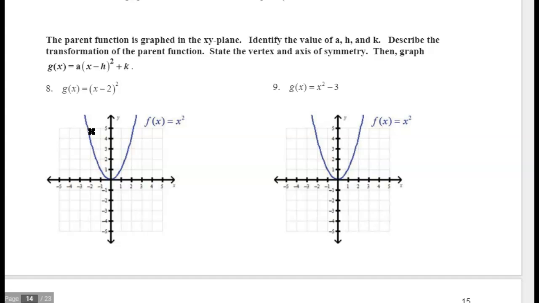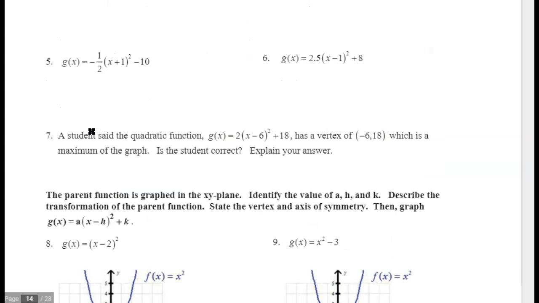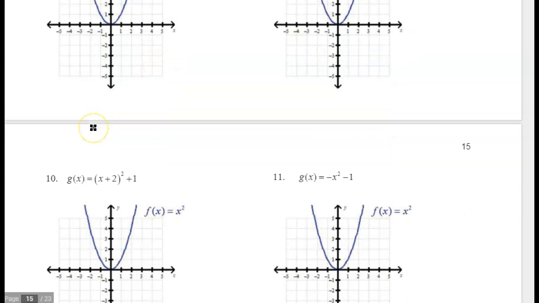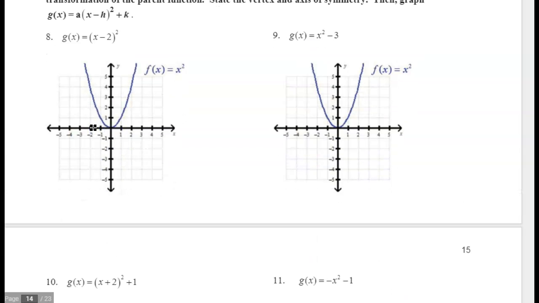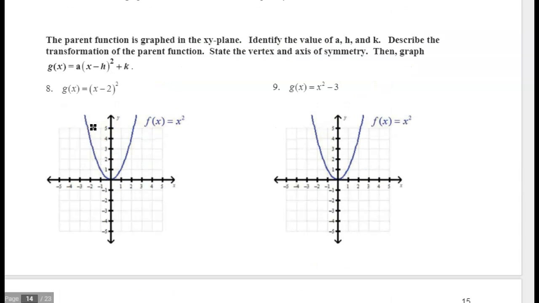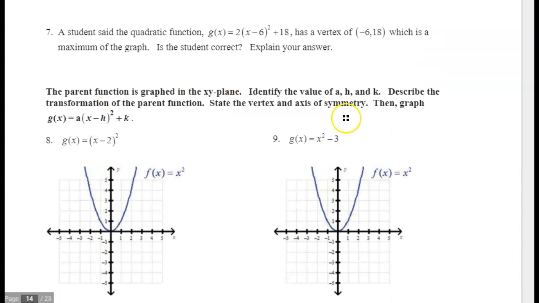So now we're on page 14. And I told you to do 8 and 10, which actually number 10 goes on to page 15. But it says the parent function's graph. It says identify A, H, and K. So in this case, my A doesn't exist, so my A is 1. My H is +2, and my K is 0. So I could actually graph this just based on that if I wanted, because I know that it's going to shift just 2 spots to the right.